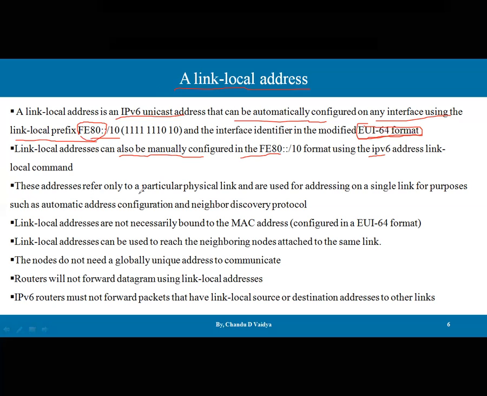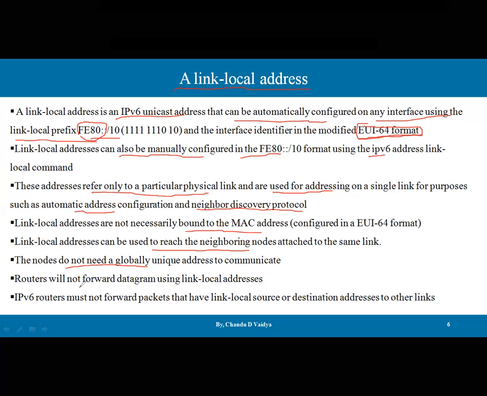These addresses refer only to the particular physical link and are used for addressing on the single link for purposes such as automatic address configuration and the neighborhood discovery protocol, that is the ND protocol. The link local addresses are not necessarily bound to the MAC address that is configured in the EUI-64 format. Then the link local address can be used to reach a neighboring node attached to the same link. The nodes do not need a globally unique address to communicate.